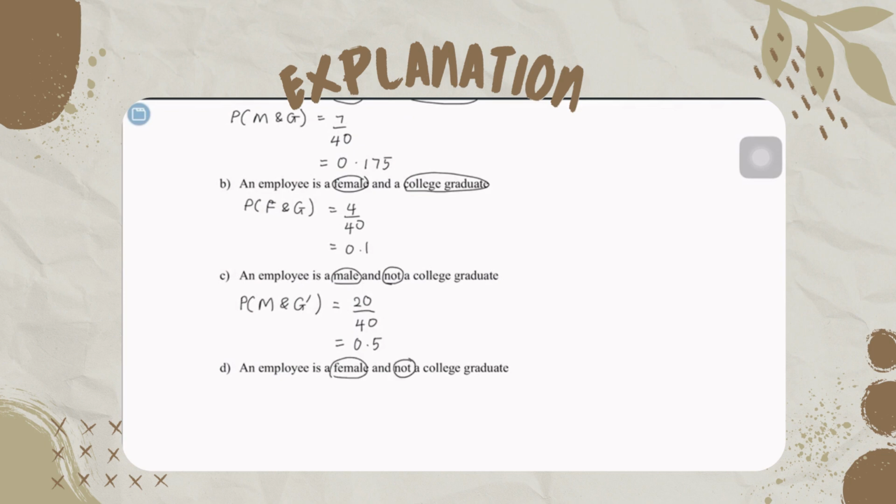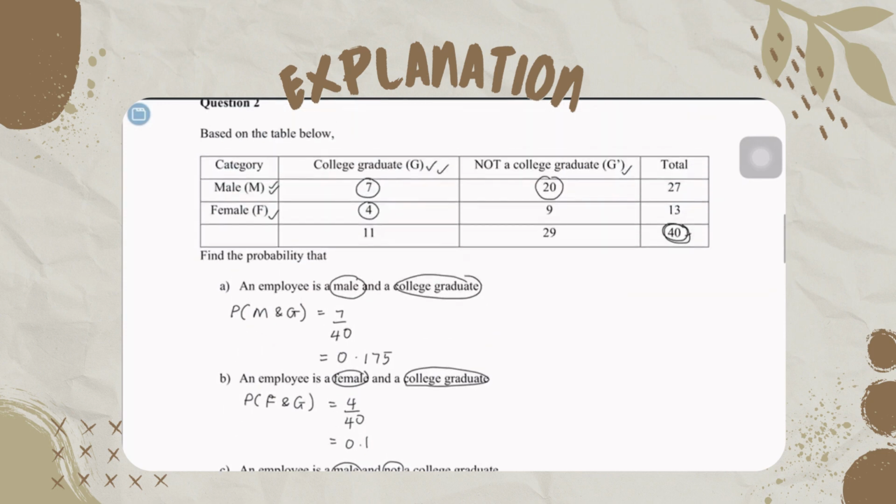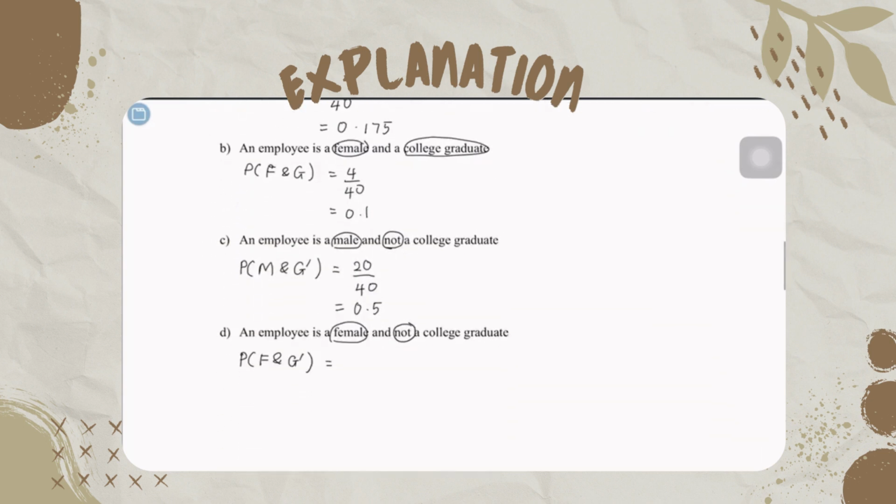And D, an employee is a female and not a college graduate. The keywords are female and not a college graduate. The formula remains the same. We look at the table, and female not a college graduate is 9, and the total is still 40. So 9 divided by 40, and we get 0.225. And that's question 2.